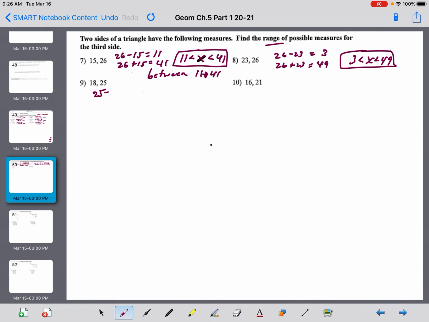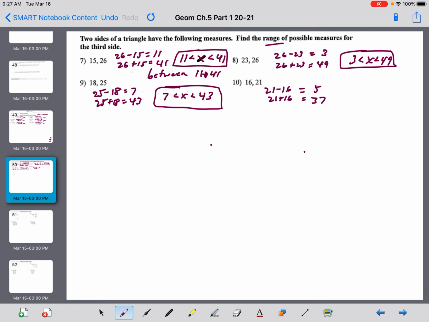Now, we could actually figure out the length of the third side if they gave us one angle, or if they gave us the angle that these two sides are connected at. But since they don't give us any more information, we have to give this answer as a range of possibilities. 21 minus 16, 21 plus 16. That's going to be 5, and that's going to be 37. So anywhere between 5 and 37. All right, very good.